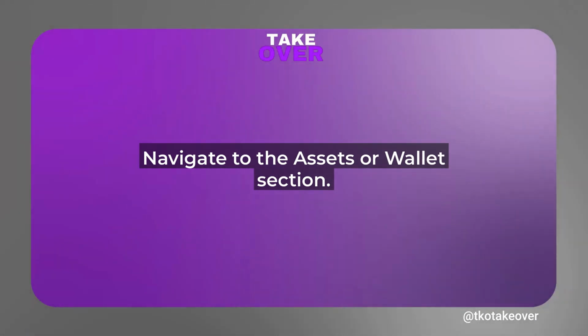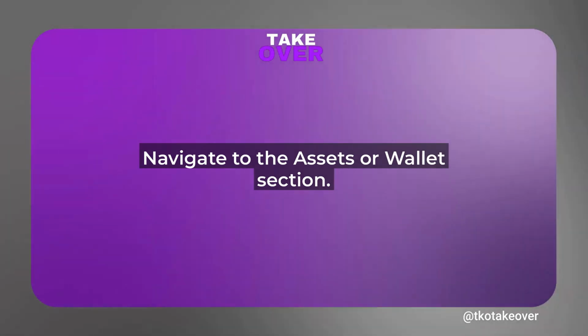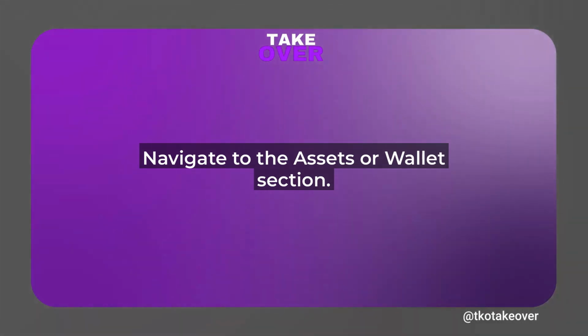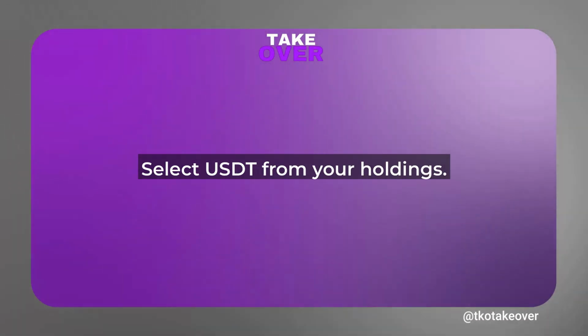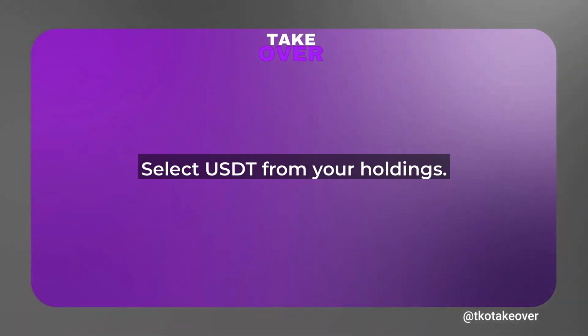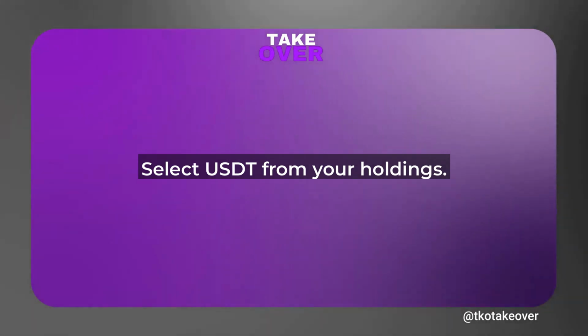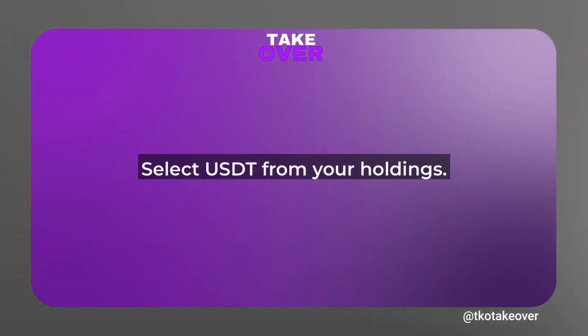First off, log into your Bybit account using your email, phone, or whatever method you set up. If you haven't enabled two-factor authentication, 2FA, yet, do it now. It's a game changer for security. Once you're in, head straight to the Assets, or Wallet, section on the dashboard. This is where you'll see all your holdings, including USDT.